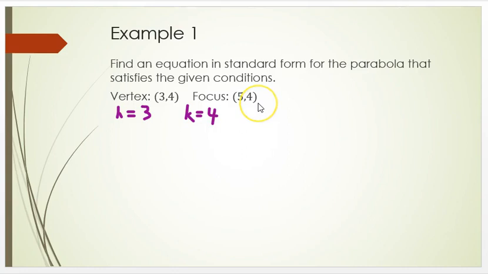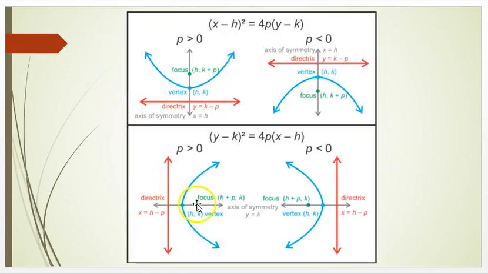Now for the second piece of information, we need to figure out what type of equation we have before I really apply any more rules. So notice that from the vertex to the focus, it's the x-coordinate that is changing, not the y-coordinate. If we were looking at the graphs, you would see here that it has to be one of these cases in the bottom because the vertex and the focus have the x-coordinate changing, but not the y-coordinate.